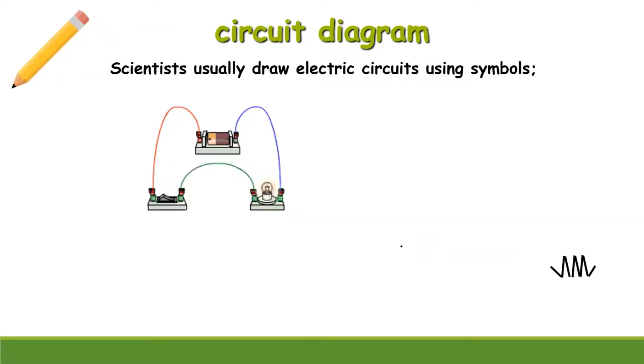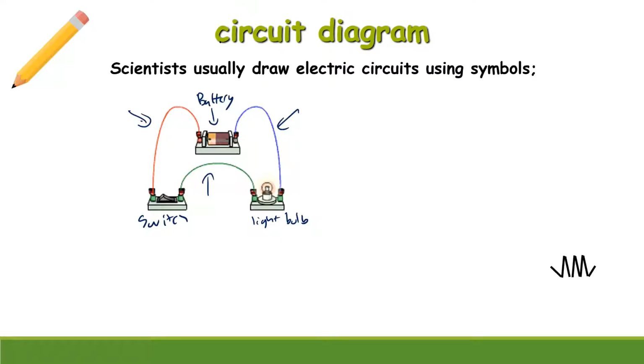So let's start with talking about a circuit diagram and the symbols that we use in a circuit. So what scientists usually do, so this is an example of a circuit. This is how we would set up a circuit. We've got one wire here, one wire here, one wire here. We've got a switch. We've got a light bulb, which is providing a load or resistance, and we've got a battery here or a power source.